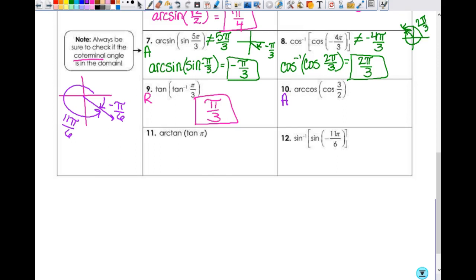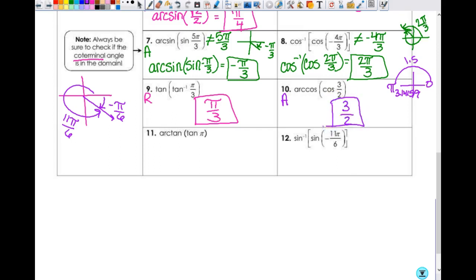It's three halves, right? So does 3 halves live within the angles that we would be able to take the cosine inverse of? Cosine goes from what to what? 0 to pi, right? So pi is 3.14159. 3 halves is 1.5. It's right about here somewhere. So does 1.5 live within that from 0 to pi? Yeah, 1.5 is less than 3.14159, right? So that means then that my answer is just 3 halves.